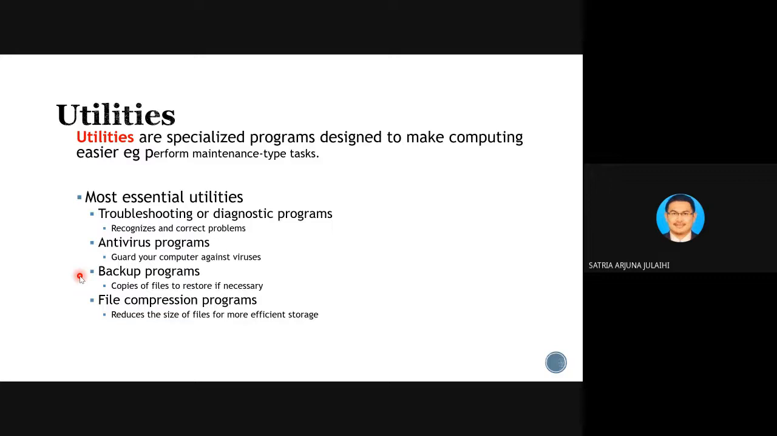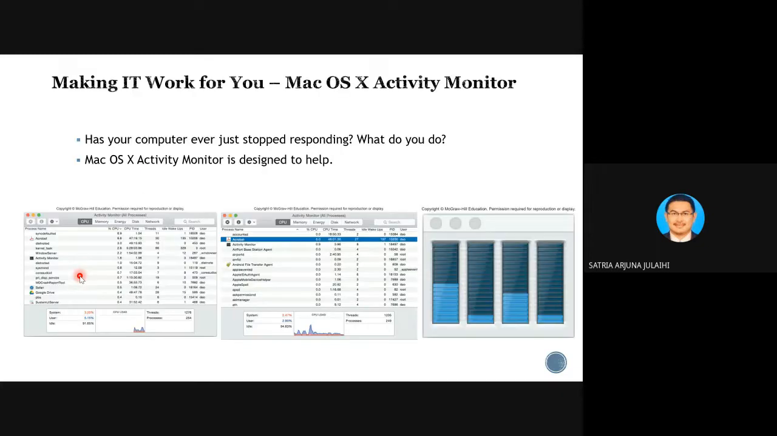Okay. Here we have several utilities programs. Troubleshooting or diagnostic program, antivirus, backup, file compression are all examples of utilities programs. Right? You can see here.